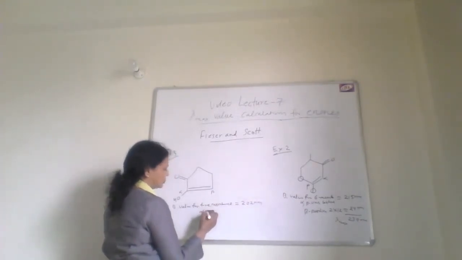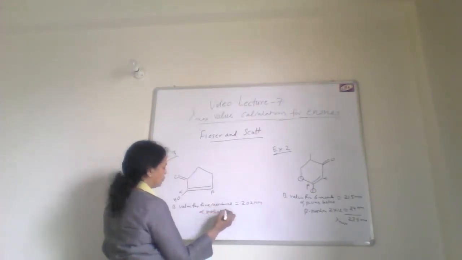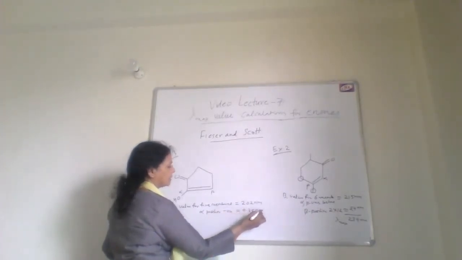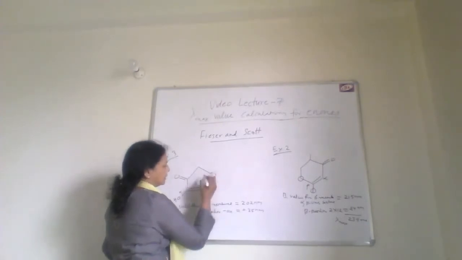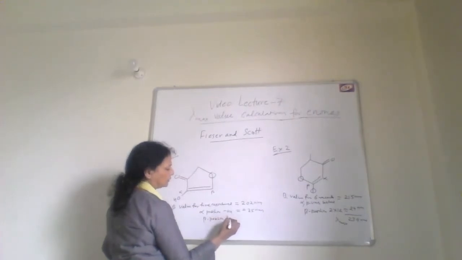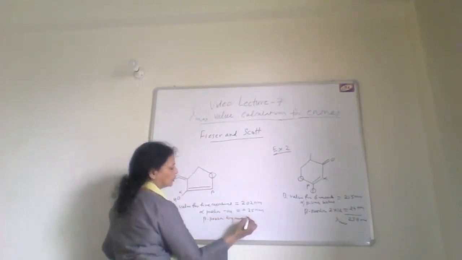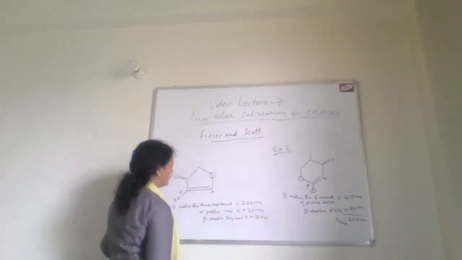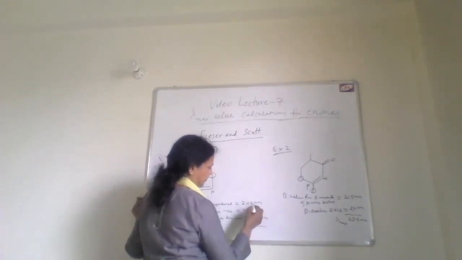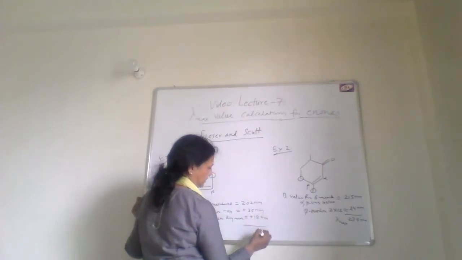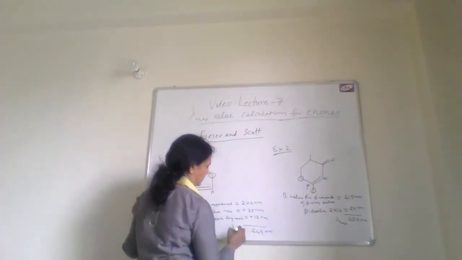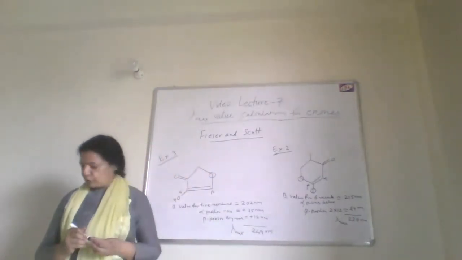On the alpha position, an auxochrome hydroxy group is there. So it has plus 35 nanometers. On the beta position, a ring residue, so it is plus 12 nanometers. So in this way, the total is 249 nanometers. Let's see one more example.